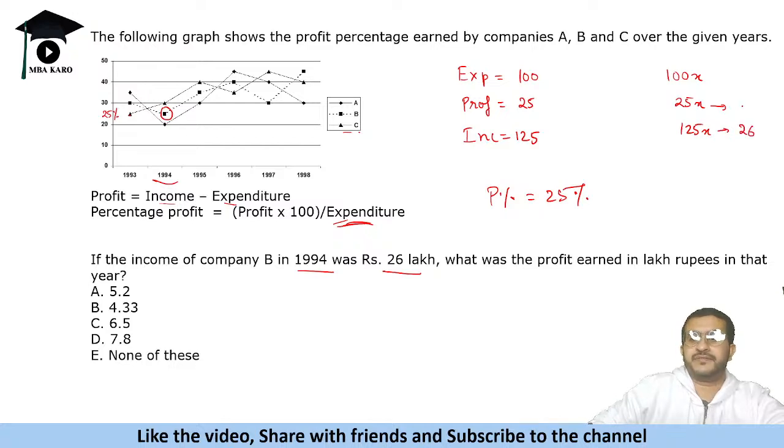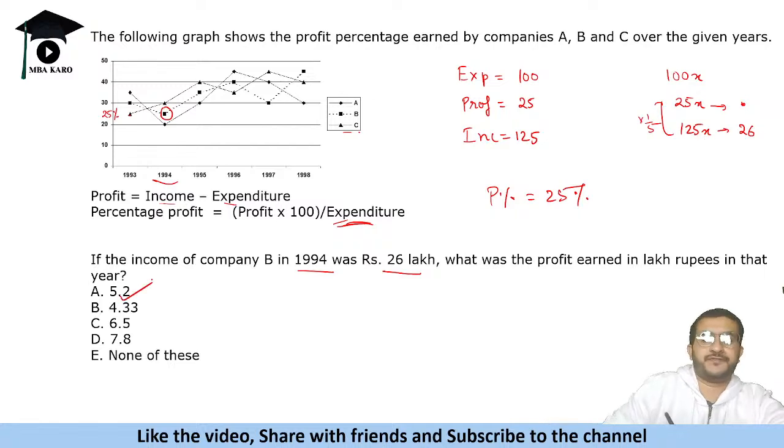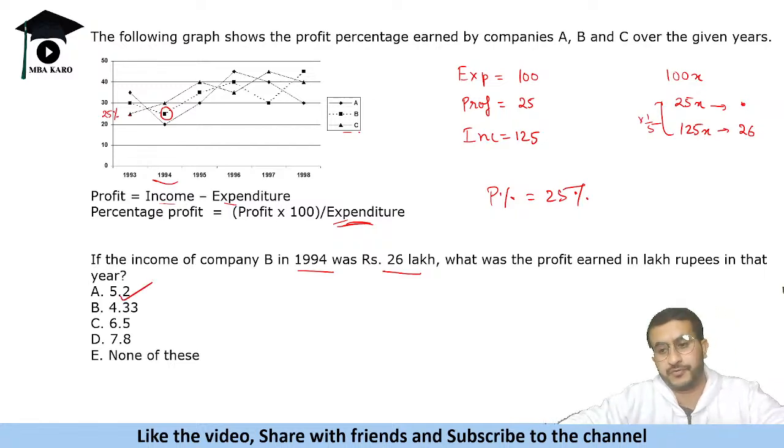125x is 26, we need to find this value. So this is 1/5, इसका 1/5 है ना, so 26 का 1/5 निकालो, that is 5.2 lakhs will be the profit. Okay, understand what profit percentage is described here. Profit percentage is profit upon expenditure. So we are assuming the expenditure to be 100x, then profit will be 25x, income will be 125x.